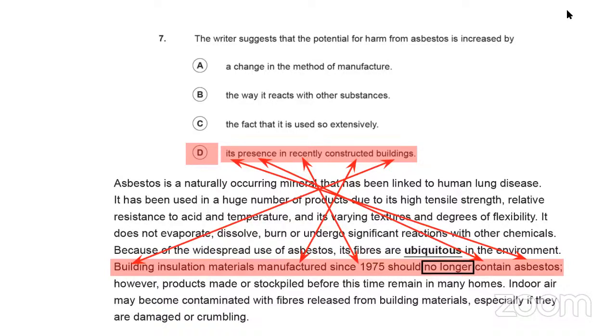In the option it says its presence in recent constructed buildings, but in the para they have clearly mentioned that after 1975 it should no longer contain asbestos. So I have missed that part. I have chosen D because of the last line, may become contaminated with fibers released. Because of that sense, I chose answer D, but it was wrong.